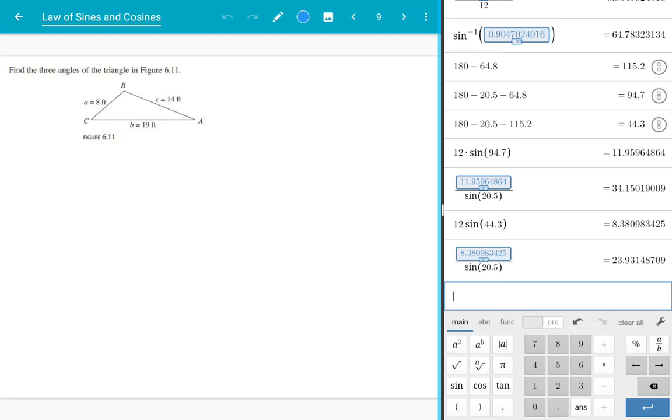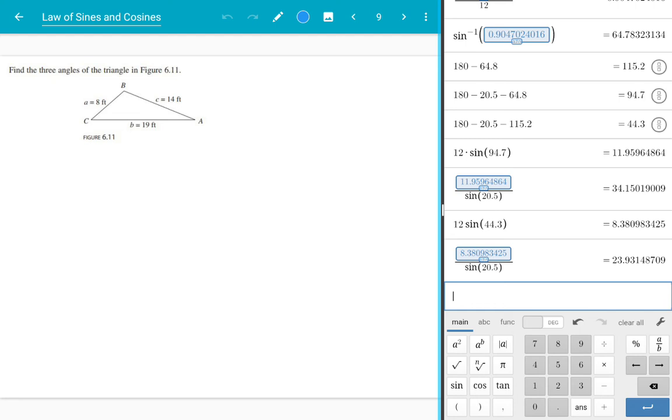All right, so find the 3 angles of the triangle. So they want us to find the 3 angles. We don't have any at this point in time. That's why we can't use law of sines, because with law of sines you need at least an angle. We don't have any. So how do we approach this?